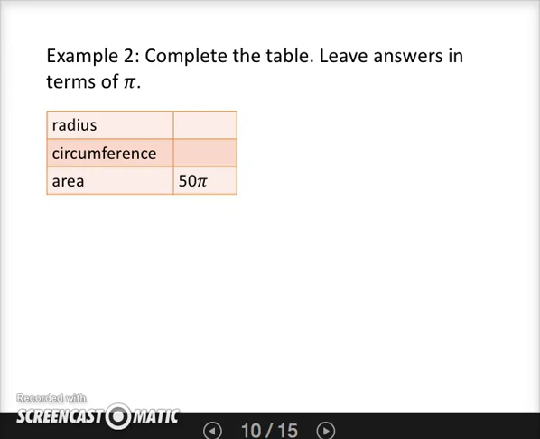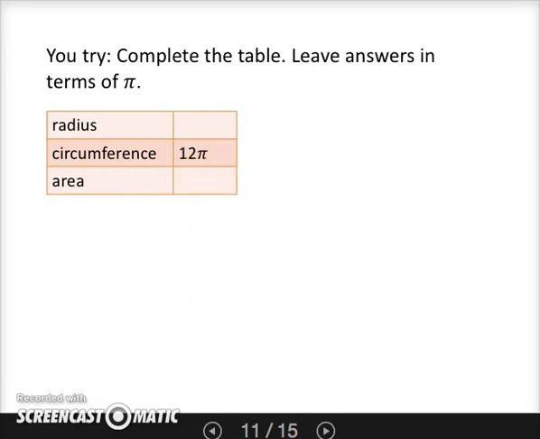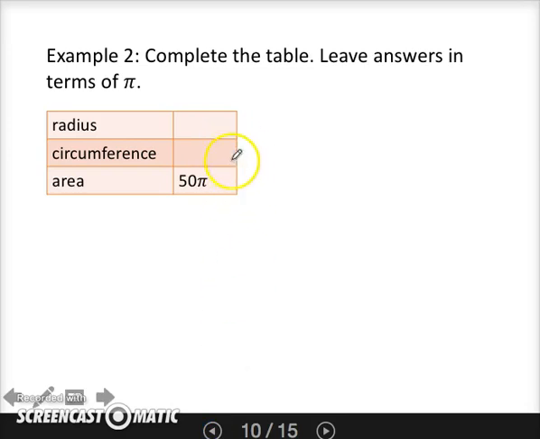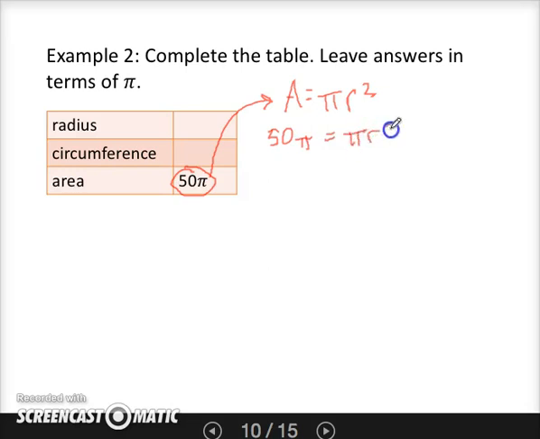In example 2, we're going to do something fairly similar, except now we're being given the area, and we have to sort of work backwards in order to find the circumference and the radius. So since I have area, I'm going to start by writing down my formula for area. Area is pi times the radius squared. I'm going to plug in the number that I have for area. 50 pi equals pi r squared.